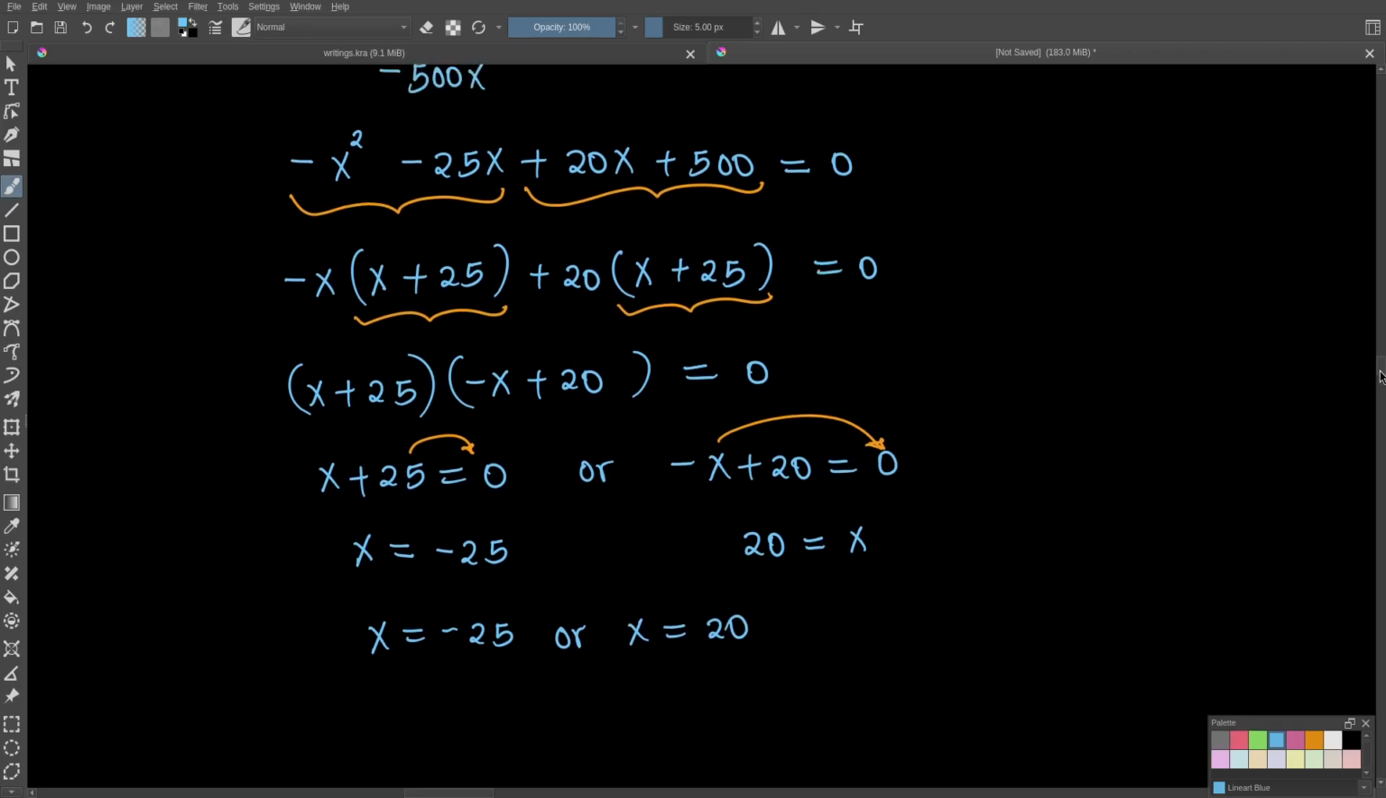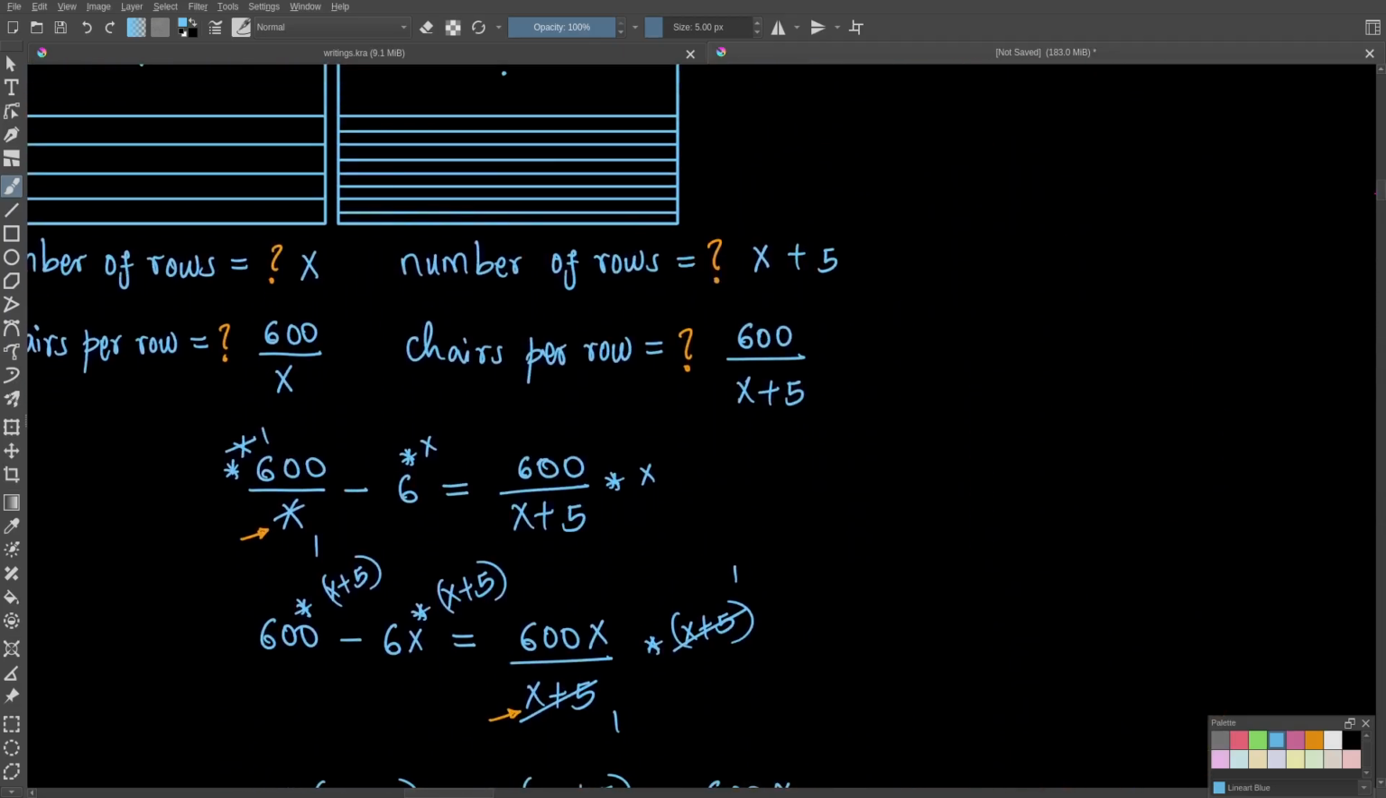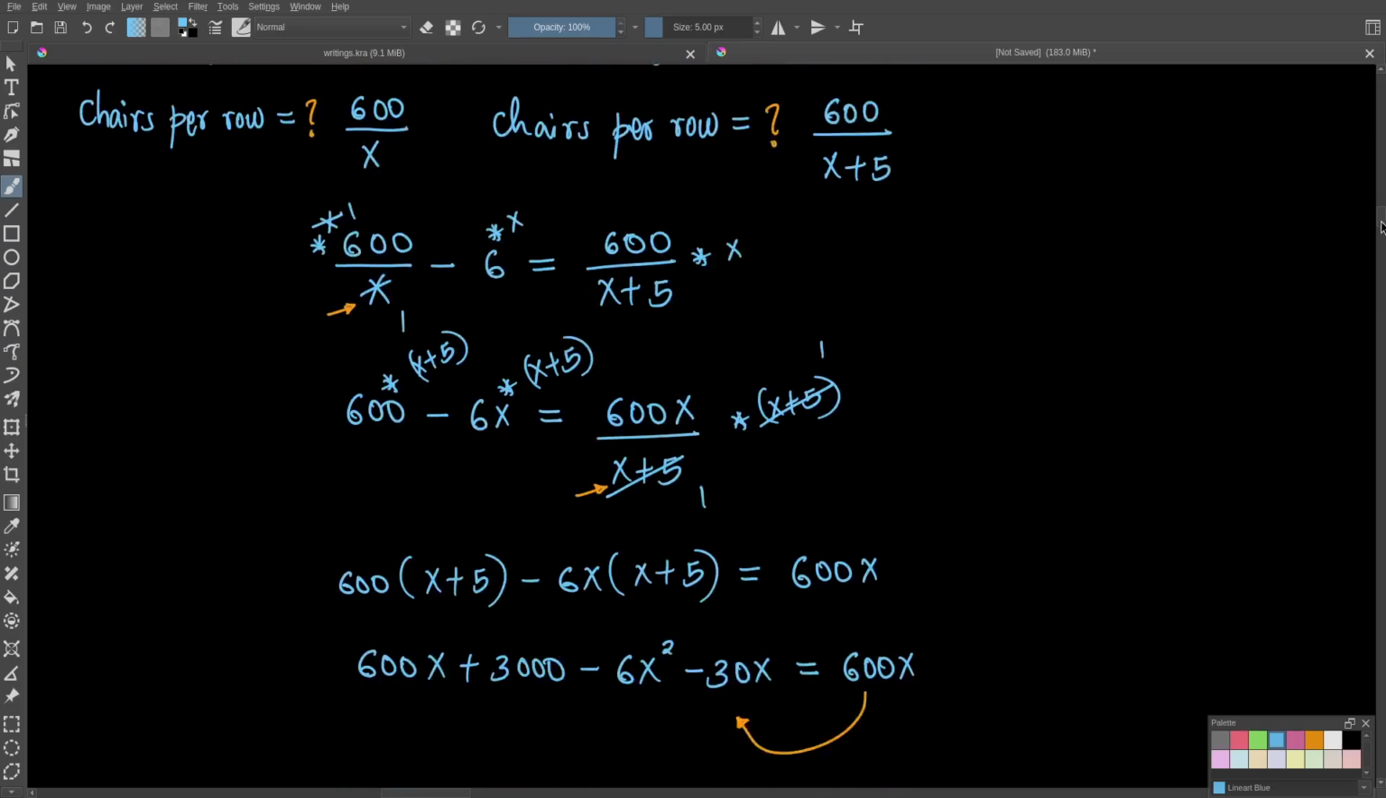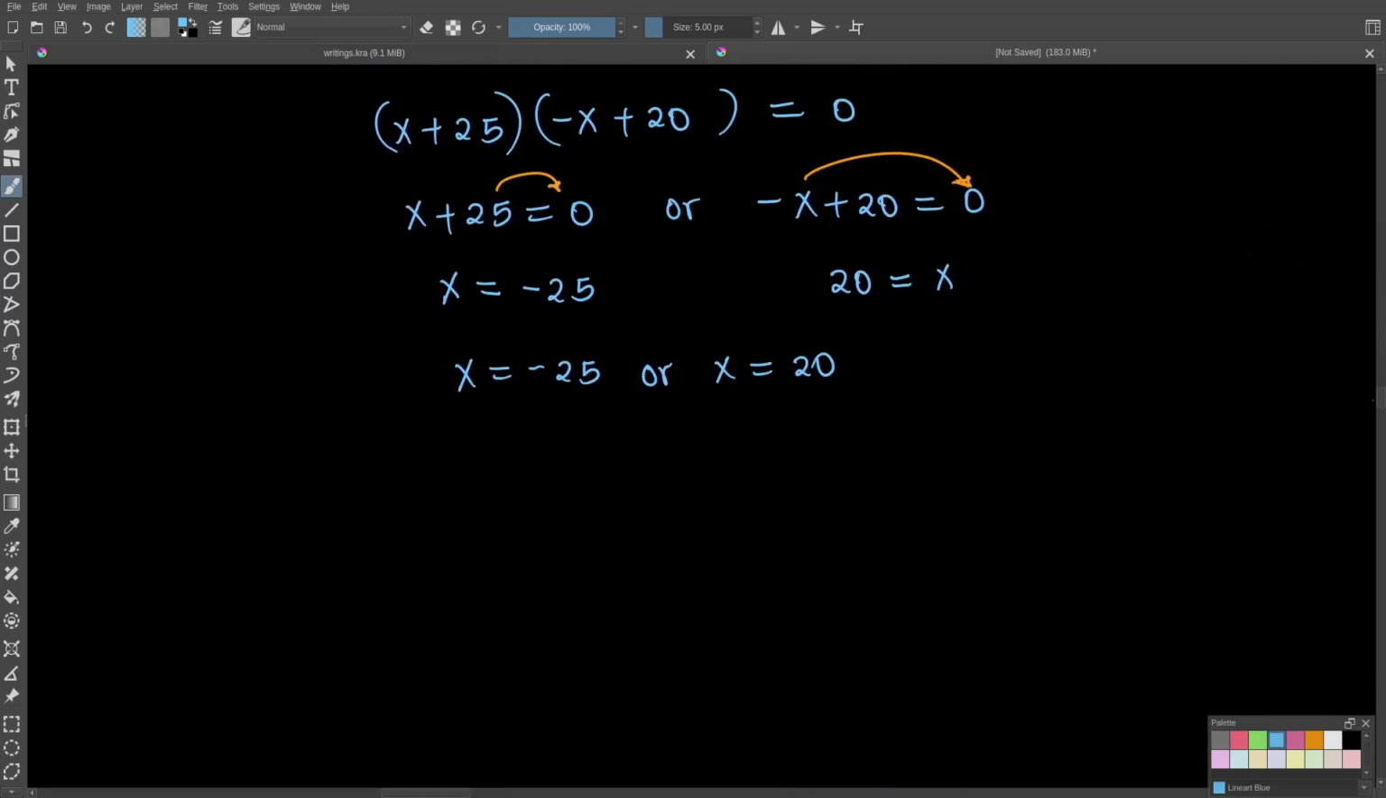Now, let's go back to what was our value for x. Let me scroll sideways. X was the number of rows, the original number of rows before the rearrangement. So we go back to our answers. We got negative 25 and 20. But then the number of rows cannot be negative, right? So let's write that. Number of rows cannot be negative. Therefore, this means that our value for x is 20.